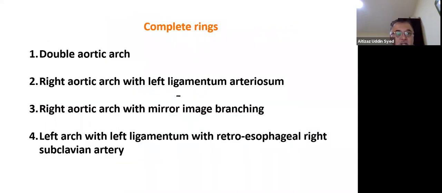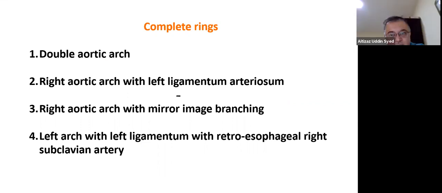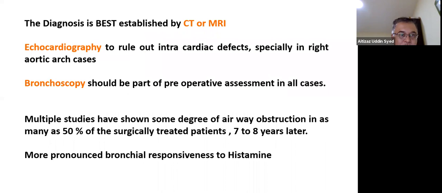Okay. So these four are the complete rings. They might ask you in the exam, what are the four complete rings? The four complete rings are double aortic arch, right arch with left ligamentum, which I showed you, right arch with mirror image branching, and left arch with ligamentum with retroesophageal right subclavian artery. So these are the four complete rings. The others are incomplete rings or slings or whatever you call them, and they can also cause the same compression.